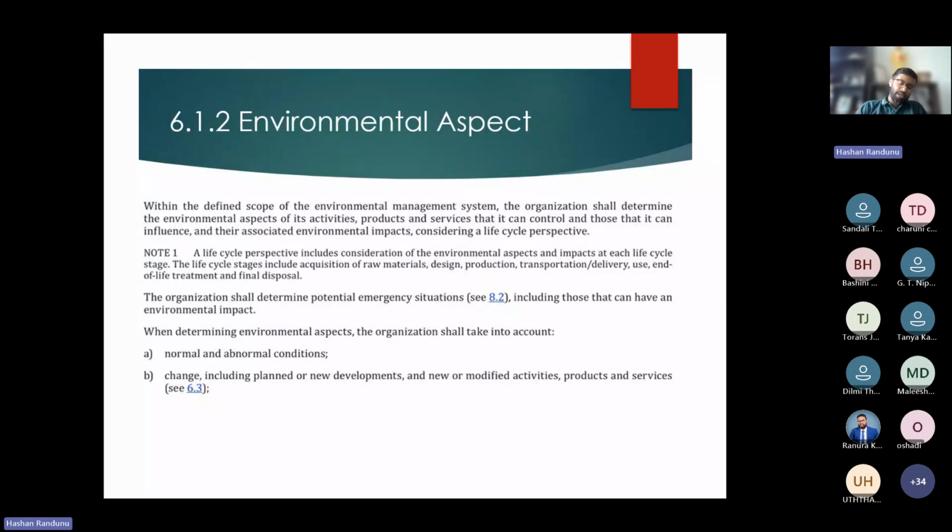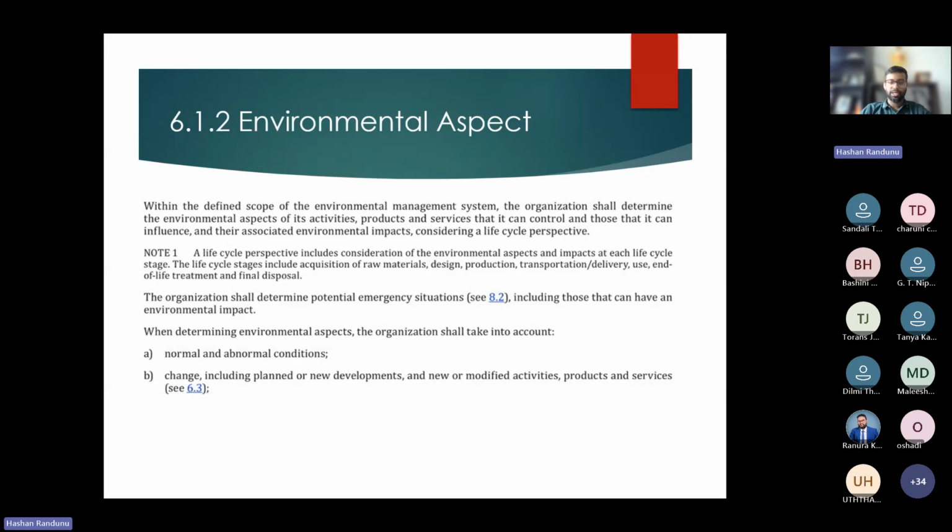If I give you an example, when a designing team designs a product, they can consider it in a life cycle perspective. How can they consider it in a life cycle perspective? Suppose the company is a plastic packaging manufacturing company. When they design the particular product, they can consider the raw materials, right? They can design the product to use technically recyclable raw materials in the production, right?